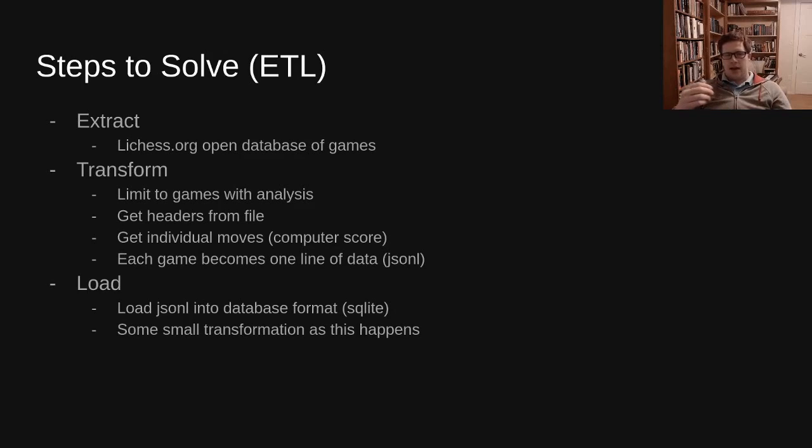We're going to get the headers from the file. So who won, who lost, or was it a draw? What were the ratings of those individuals, the rating difference, and then what were the times at every single step of the game. So what was the computer score, and these are scores generated by Stockfish, and what was the time on the clock when that score was evaluated. And then we can see theoretically how the game progresses and be able to predict what the outcome of the game would be based off of how much time was used on each clock.